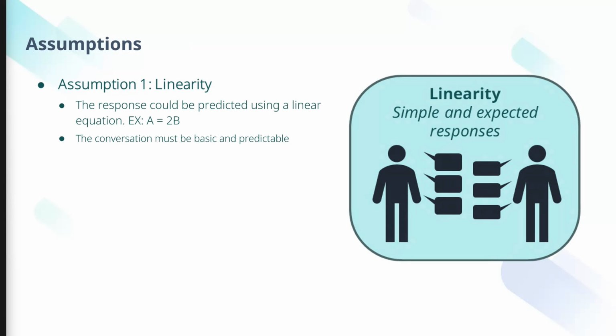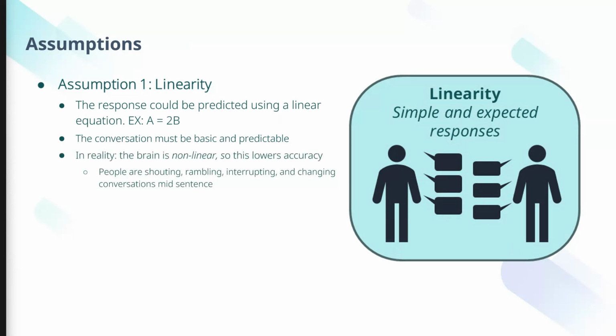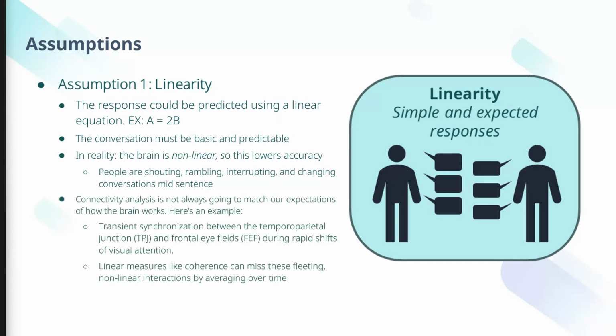Repeat, repeat, repeat. But in reality, of course, the brain is not linear, so this is going to be lowering our accuracy. You know, people are shouting, rambling, interrupting. The conversations can definitely vary, but we're not going to be able to understand or at least analyze those very different versions of connectivity.